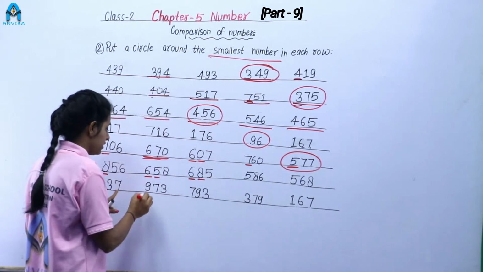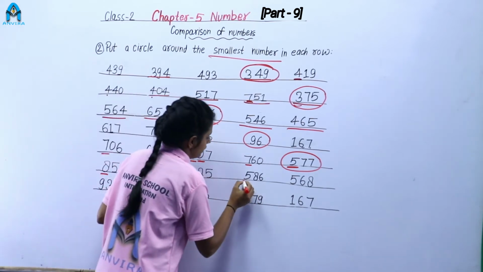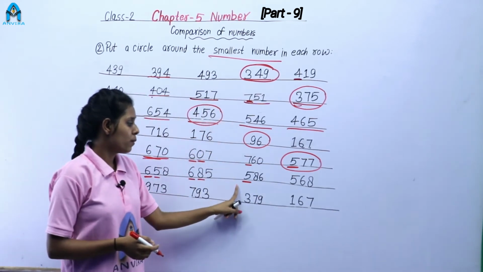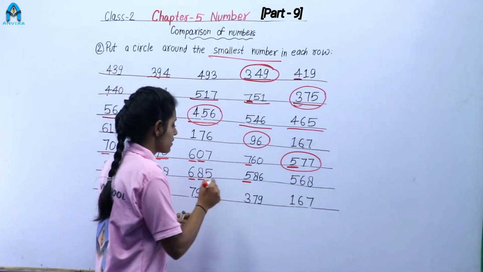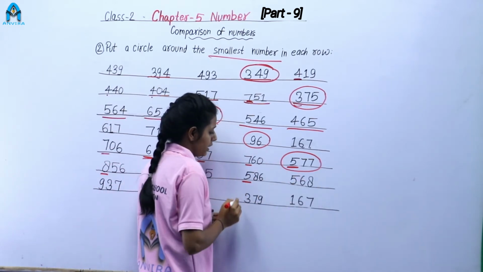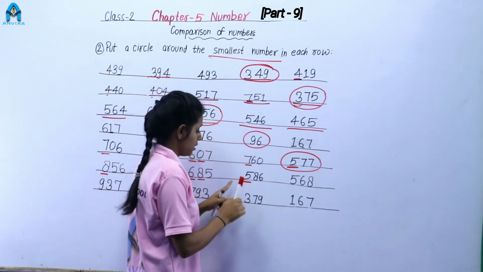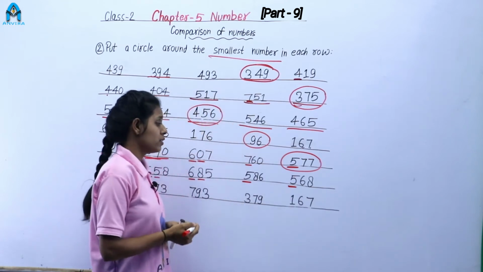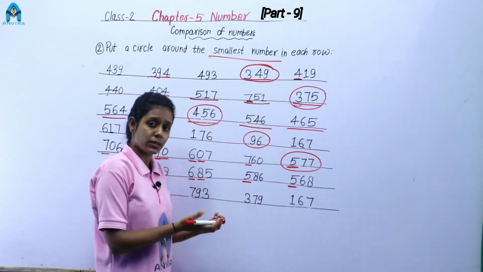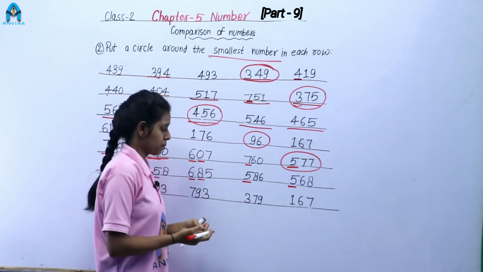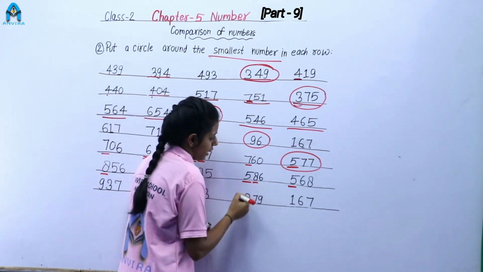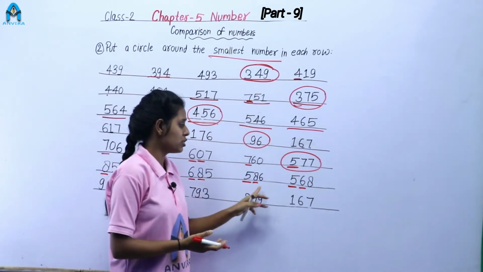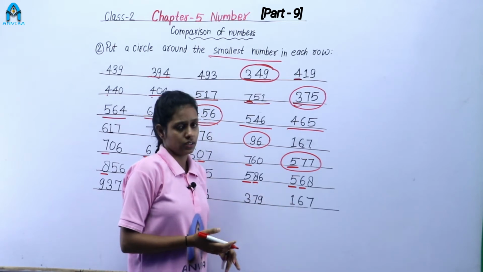On hundreds place, this is 6 and this is 5. So, which is smallest? Yes, 5 is smallest. So, we compare this and this number. On hundreds place, there are 5 and there is also 5. That's why let's go to the next place, on tens place. So, this is 8 and this is number 6. So, tell me which is smallest, 8 or 6?